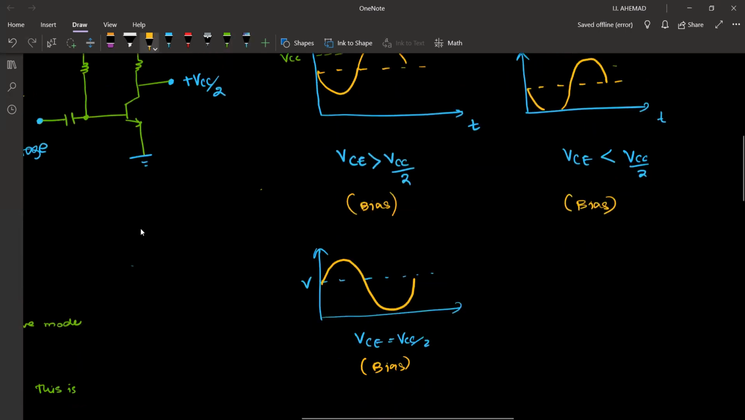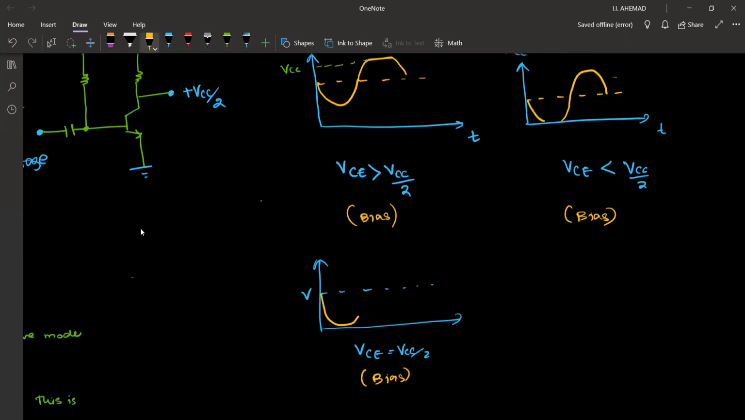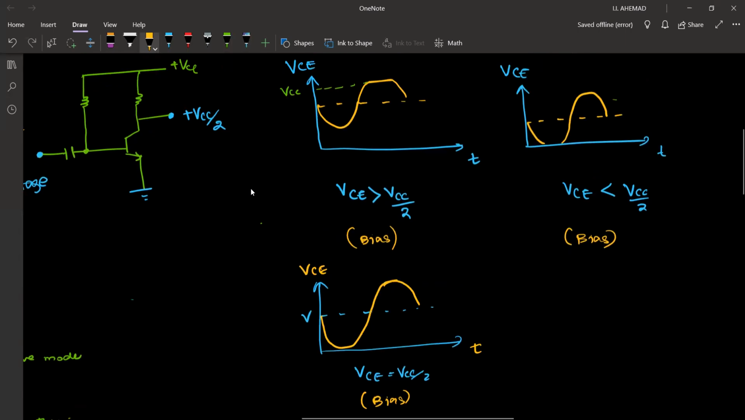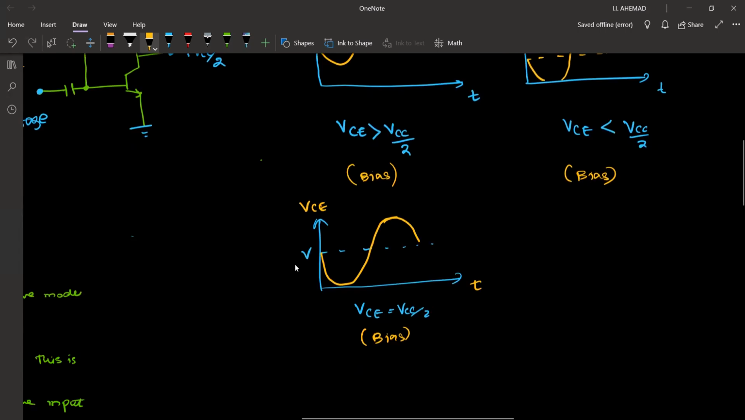Oh, sorry, it's the opposite direction, right? Okay. Noted all three graphs.